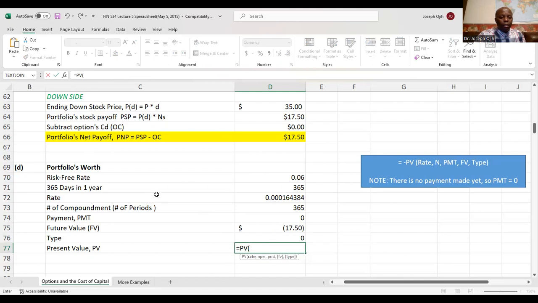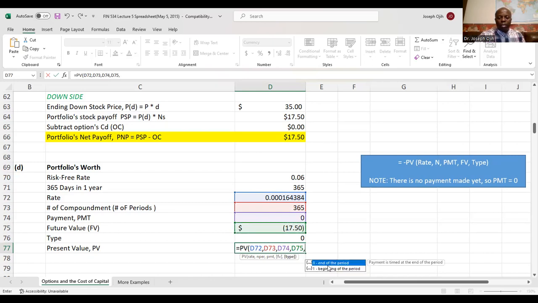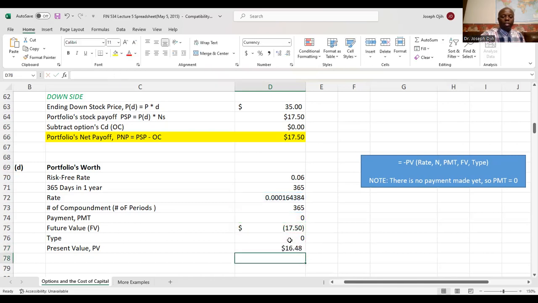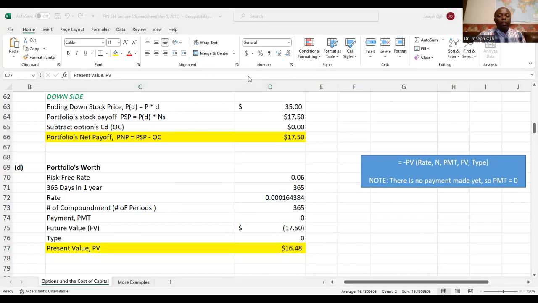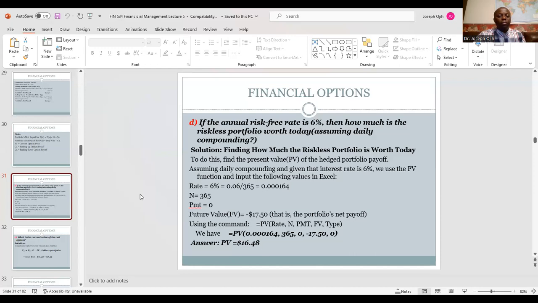Rate is written here. Number of compounding periods is 365. Payment is 0, comma. Future value is $17.50, comma, and the type is 0. You can see right here, 0 for the end of period, 1 for the beginning of period. So 0 is for ours. Then close the parentheses and press the enter key. That is how much it is worth today, $16.48. And you can also see this in my PowerPoint presentation.